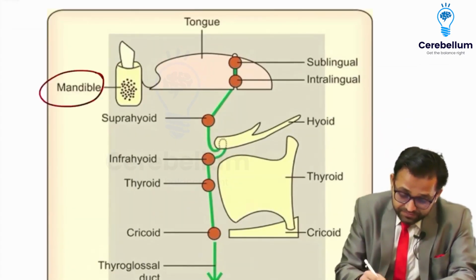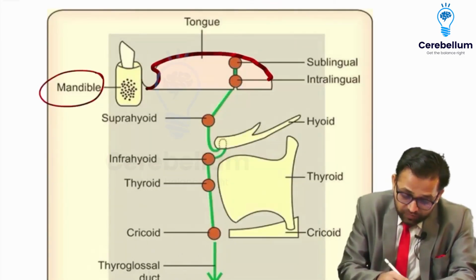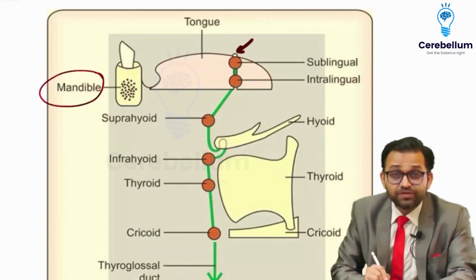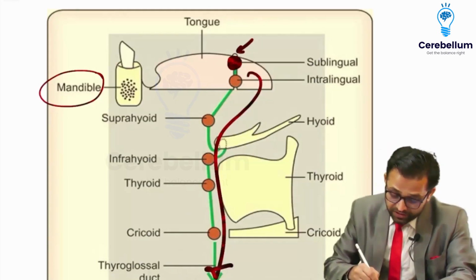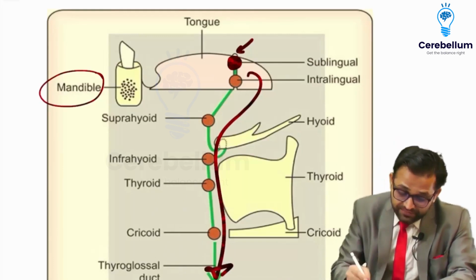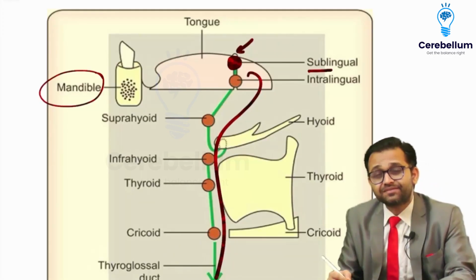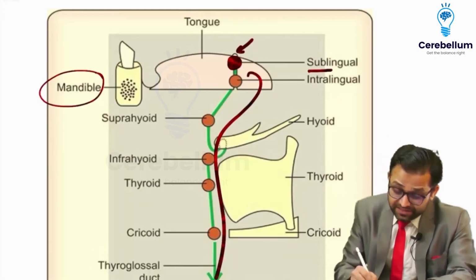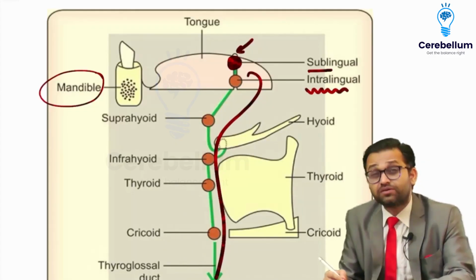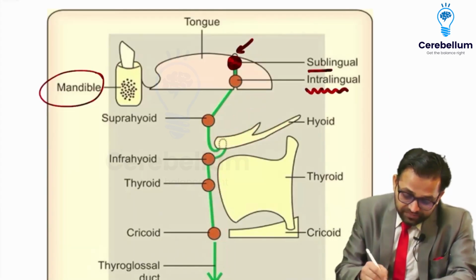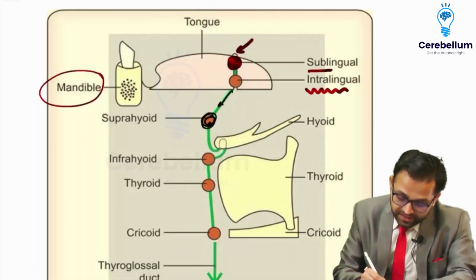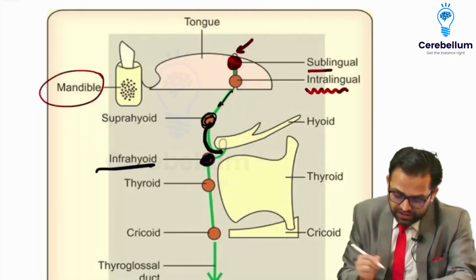Here is the mandible, sir. This is our tongue, and you can observe the foramen cecum here. So the thyroid gland is developing from the foramen cecum, and it is going down to the original position in the neck. So it is having a course within the tongue. Yes, sublingual, just below the epithelium. Then it is running inside the substance, the intralingual course. And then here is the hyoid bone. So it is reaching above the hyoid. So this is the suprahyoid course, and then it is reaching below the hyoid. So it is known as the infrahyoid course.